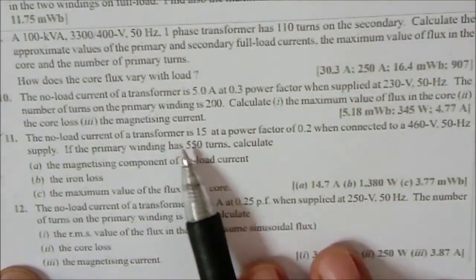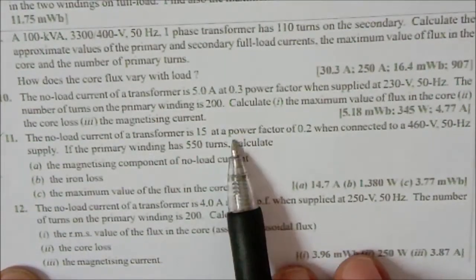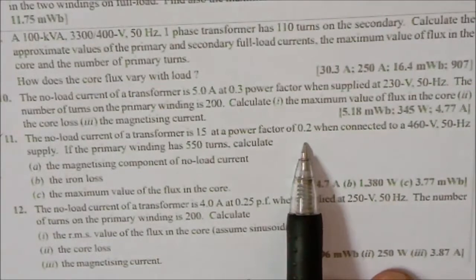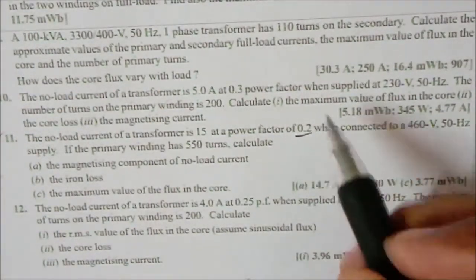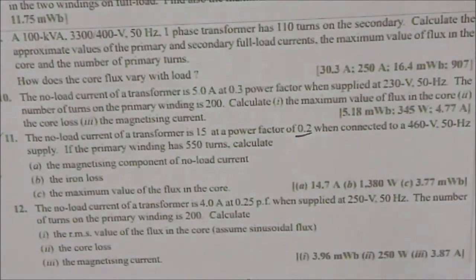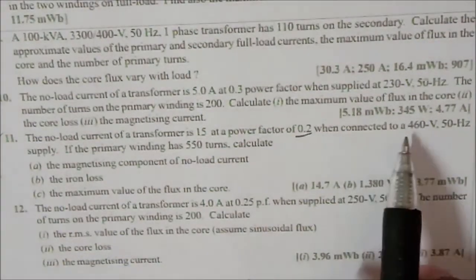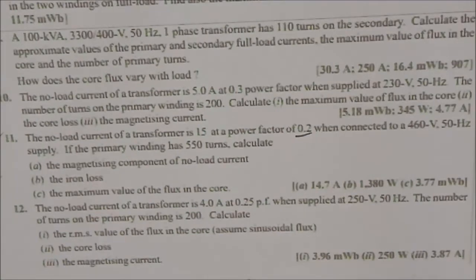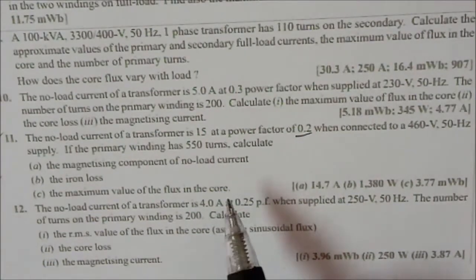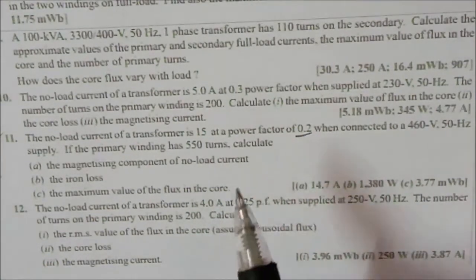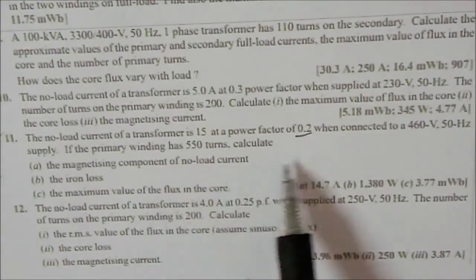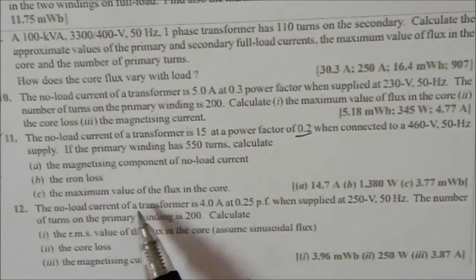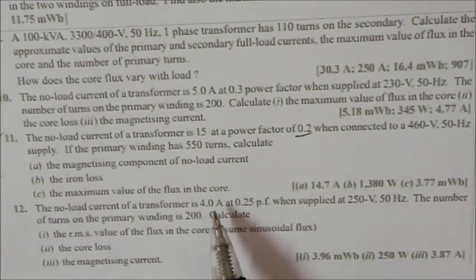The no load current of a transformer is 15 at a power factor of 0.2. Kaya lang, nagkamali ako dito. Nagamit ko dito ay 0.2. Tama pala, when connected to a 460 volts 50 Hz supply, if the primary winding has 550 turns, calculate the magnetizing component of no load current, the iron loss, the maximum value of the flux in the core.